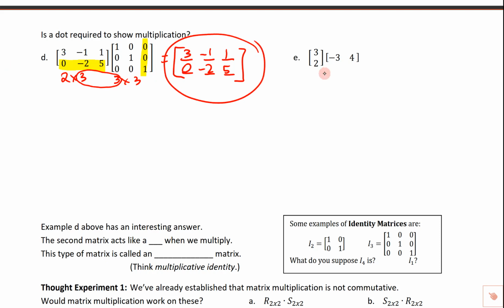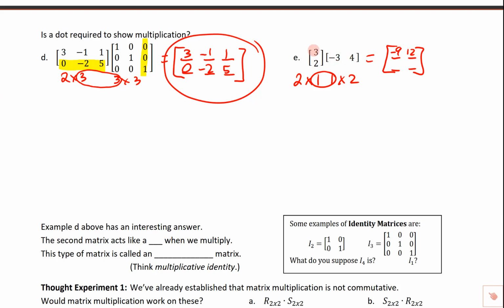Okay, on this one right here, let's take a quick look at this. This is fairly small, but watch what happens with this. We have 2 rows and 1 column, and we have 1 row and 2 columns. So the inner dimensions are the same, so we can multiply these, but we end up with a 2 by 2. So we've got 4 different elements that we need to find here. So we're going to take the first row and multiply it with the first column. So this is 3 times negative 3, so that's going to be a negative 9. Then we're going to do the first row, second column. We multiply those together and we end up with a 12.